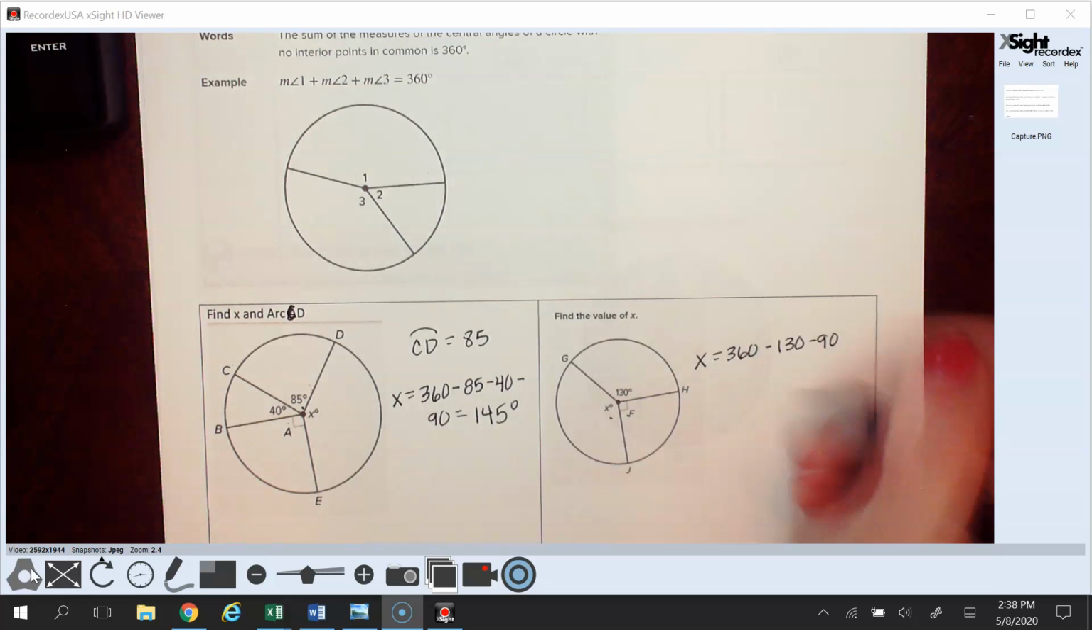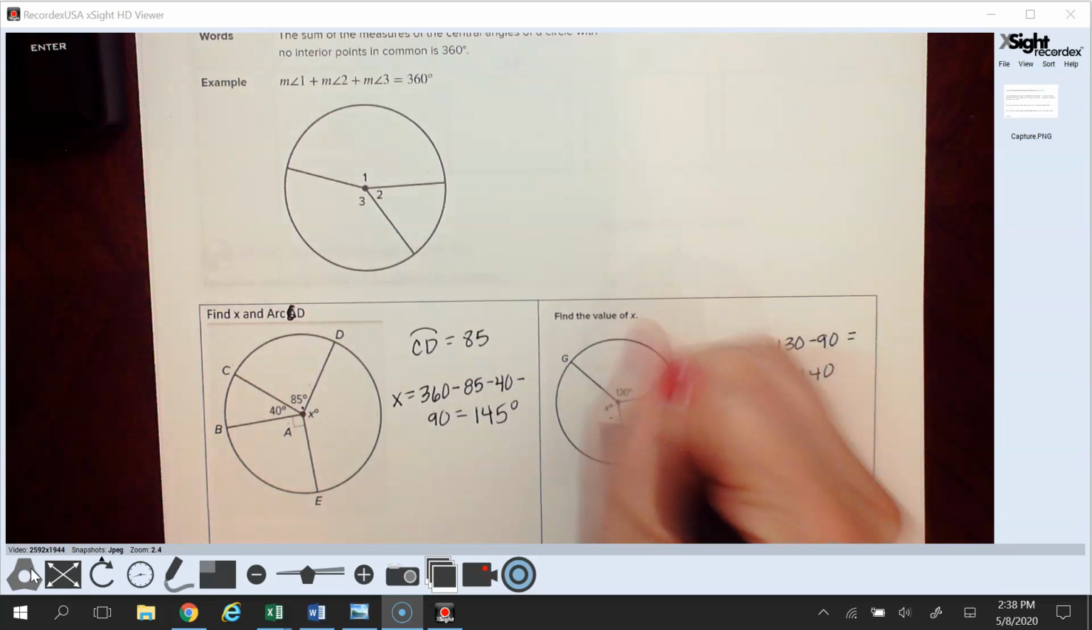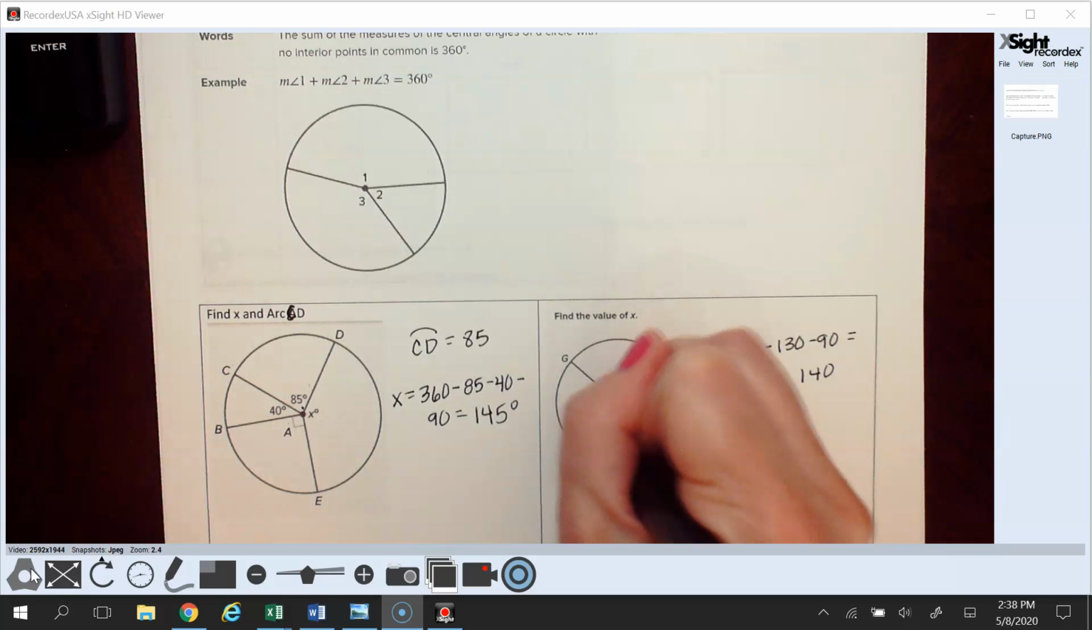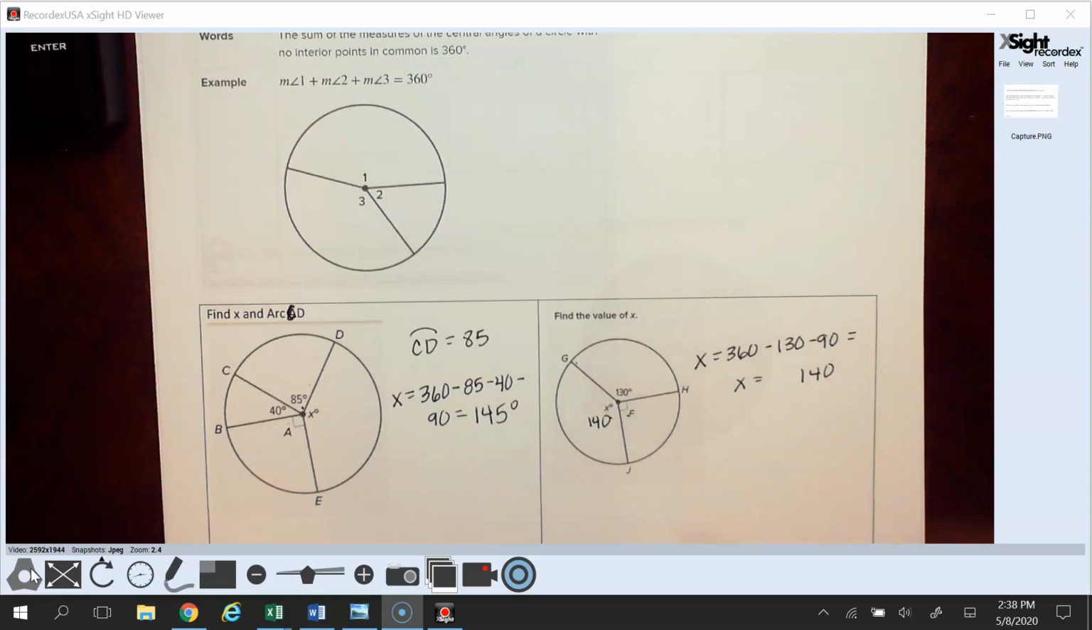Okay, for that one I'm getting 140. So X is 140. Now they did it in this case, but if they asked for arc GJ, that would also be 140.